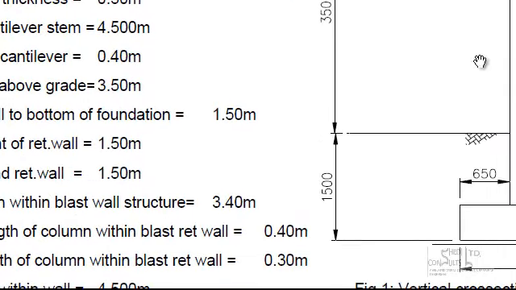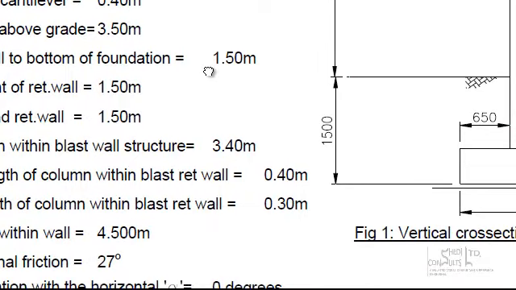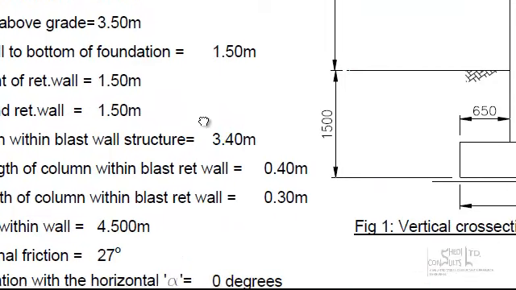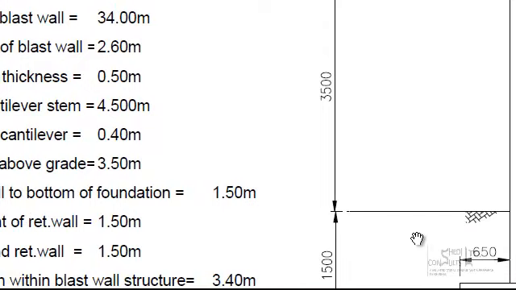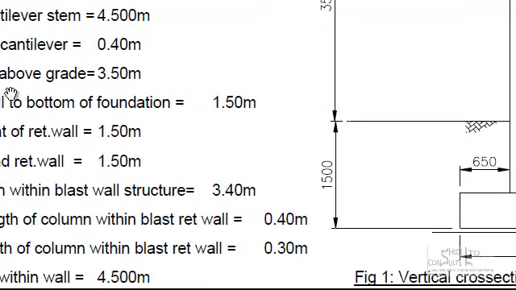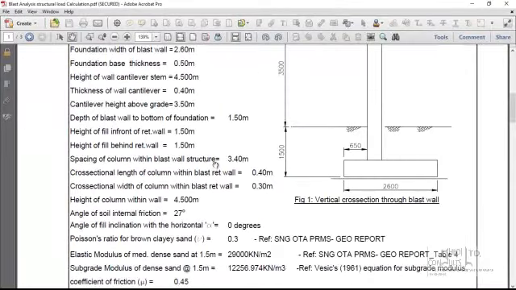Now, the length of the blast wall is 34 meters based on the information provided. The width of the blast wall, so this is the foundation width, is 2.6 meters. The height of the stem is about 4.5 meters. The thickness of the wall is this. So these are the geometric properties of the wall.